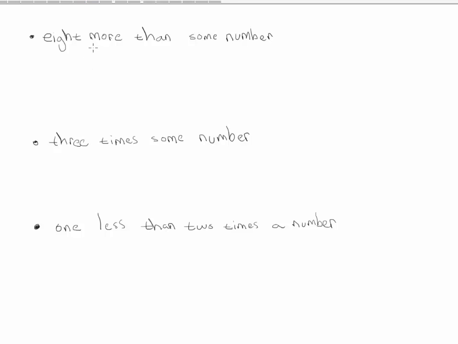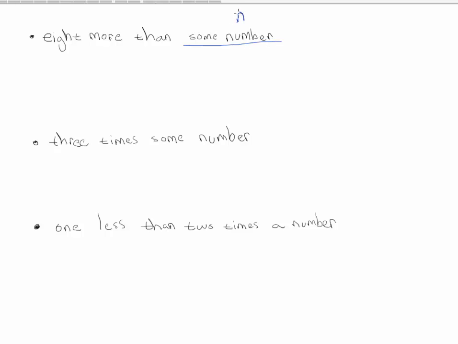All right, so one of the fundamental ideas in algebra is turning language into expressions that we can manipulate inside of equations. So I've got 3 examples here: 8 more than some number, 3 times some number, and 1 less than 2 times a number. So our goal is to turn those 3 statements into an expression that we could then manipulate inside of an equation. So the some number piece, this right here is what we're going to represent as n.